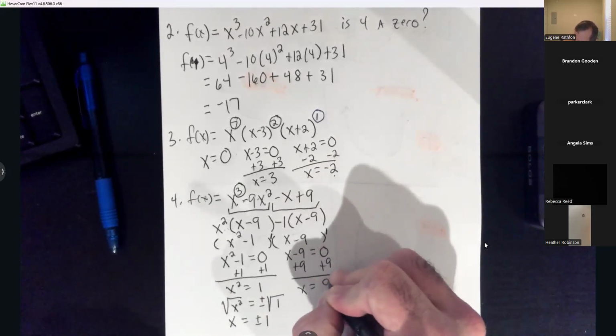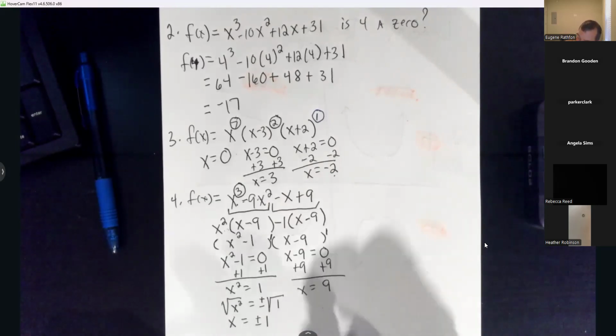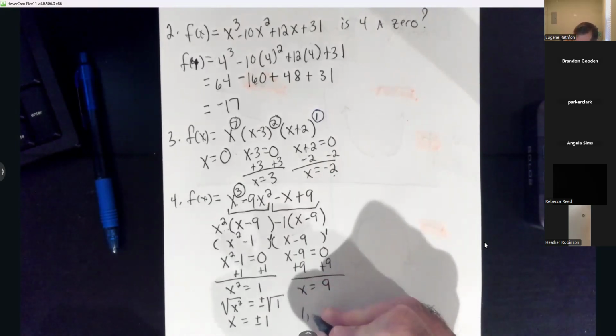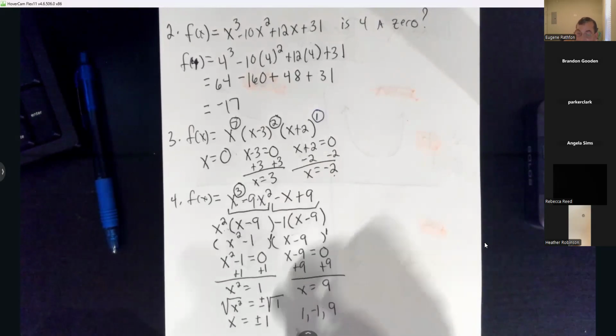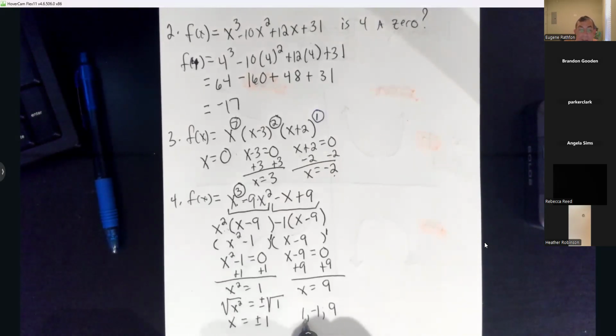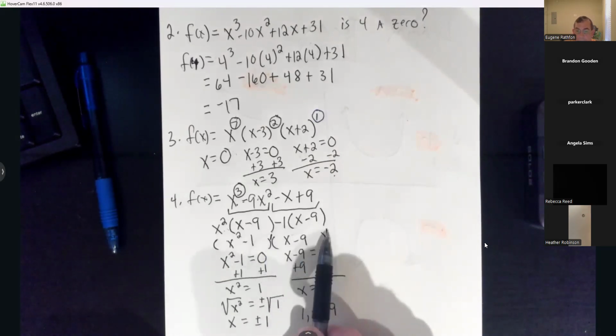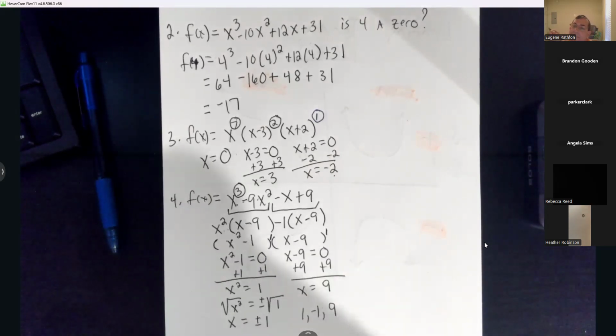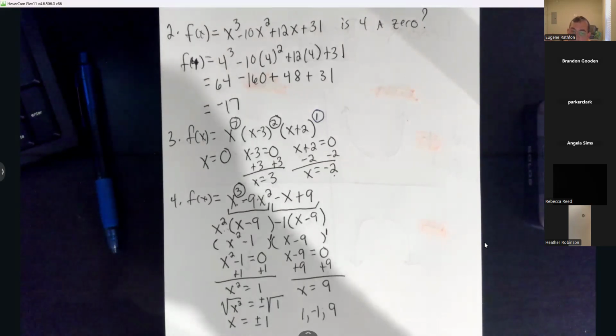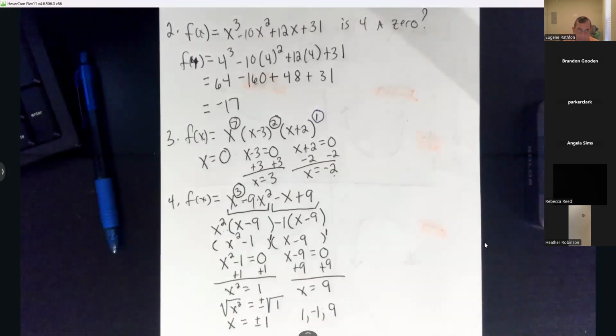And I get my x equals 9 for my third zero. So when I plug it in, I'll have 1, negative 1, and 9. And all 3 zeros had a multiplicity of 1. Y'all, for number 4, everybody will have a multiplicity of 1 on that one, okay? All right, so we would plug that in, and I think that's how they wanted it, right?